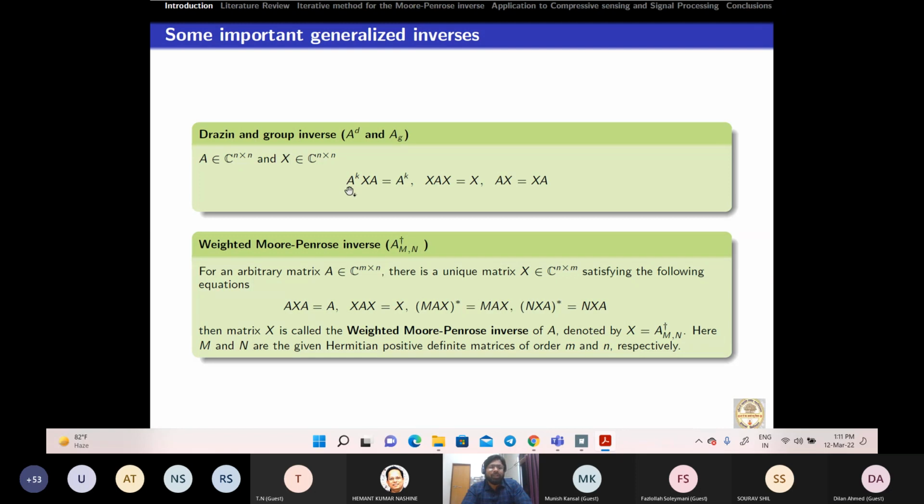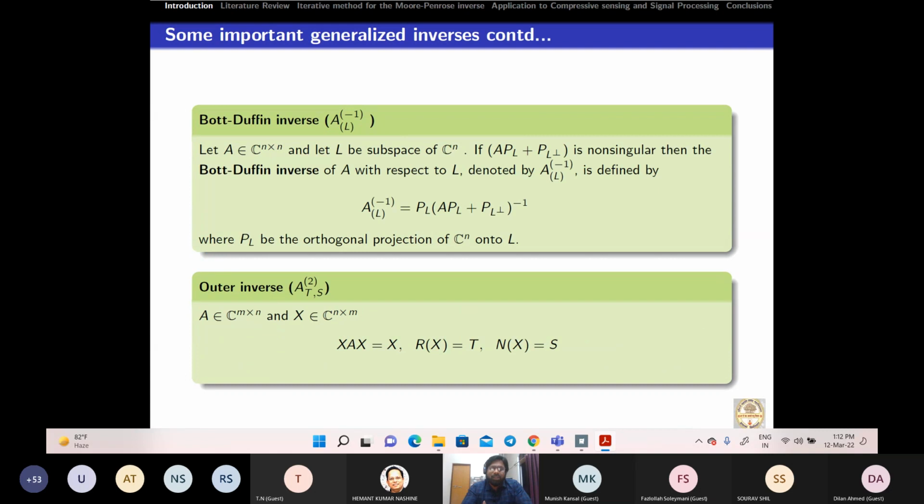Okay, and this is another inverse, which is called the weighted Moore-Penrose inverse. These are some different generalized inverses, because many people are working on different generalized inverses. Some people have published several papers on iterative methods for the computation of the Drazin and group inverse. Some people have worked on the weighted Moore-Penrose inverse, which has these particular definitions. So at least you should be familiar with these terms, because who knows, if you start working on this area, these terms may come to you.